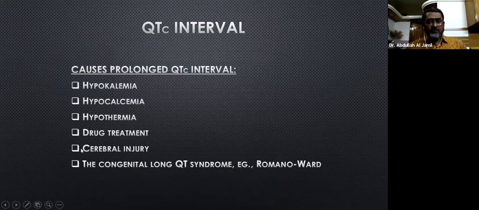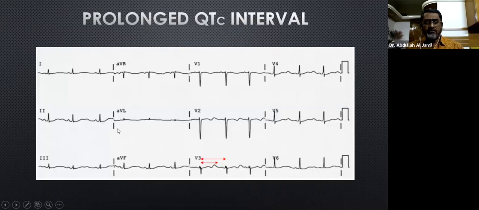Now the QT interval. Causes of prolonged QTc interval are hypokalemia, hypocalcemia, hypothermia, drug treatment, cerebral injury, and congenital long QT syndrome, for example Romano-Ward syndrome. This prolonged QT interval, as shown here with the arrow, is the interval of two QRS complexes. It is more than half of the RR interval.